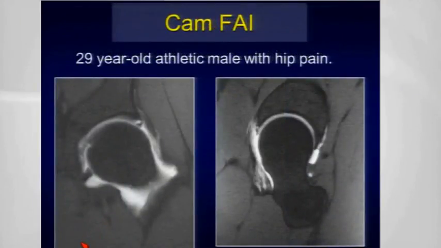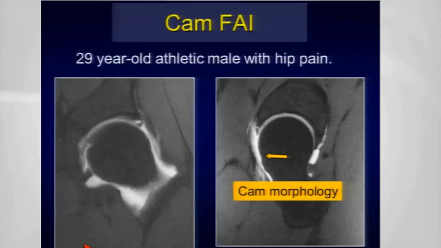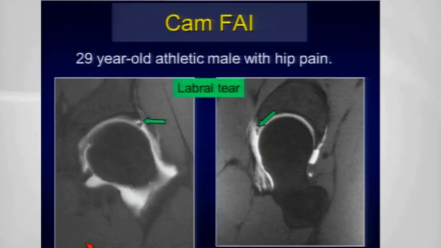Now, a cause for labral tearing is the cam morphology. So here we have the decreased offset of the anterior femoral head neck junction and the associated labral tear. Now, with cam morphology or cam impingement, first off, you're going to classically injure the articular cartilage, followed by labral tearing.